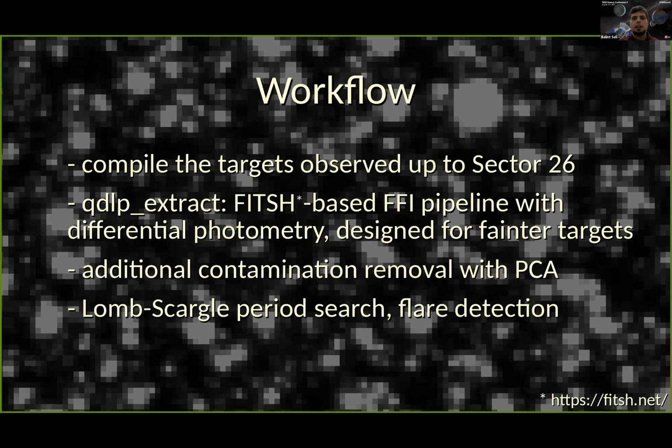To do this, after compiling this target list up to sector 26, so the first 2 years, we ran the QLP pipeline, which extracts light curves from full-frame images. It uses FITSH with convolution-aided differential photometry, and it is designed to work for even fainter and more contaminated targets. However, since some of our stars are in really dense regions of the sky, we needed some extra contamination removal, and for that we used principal component analysis on the light curves of nearby stars. We ran PCA on high-level science products, not pixel data. After this, we just did the usual Lomb-Scargle period search and flare detection.